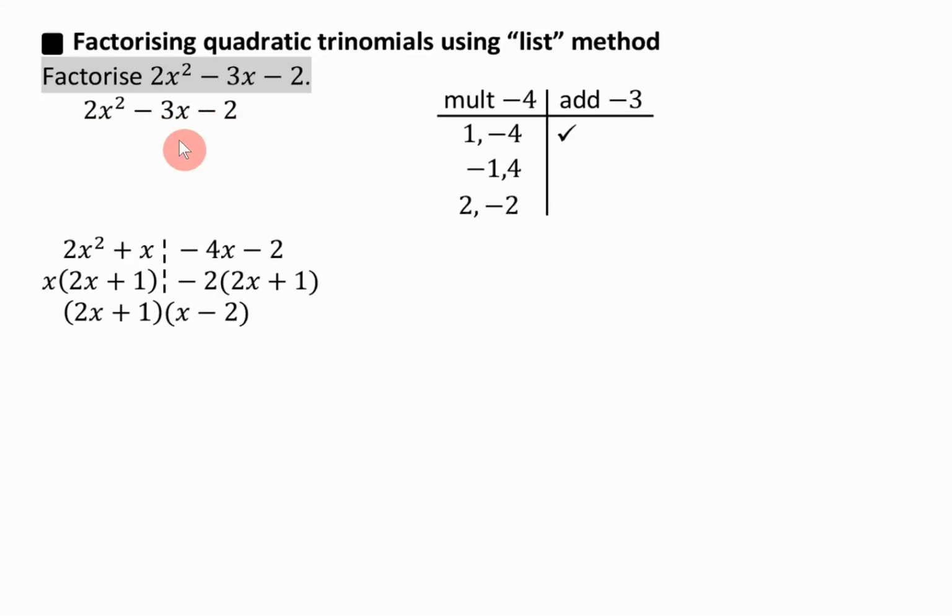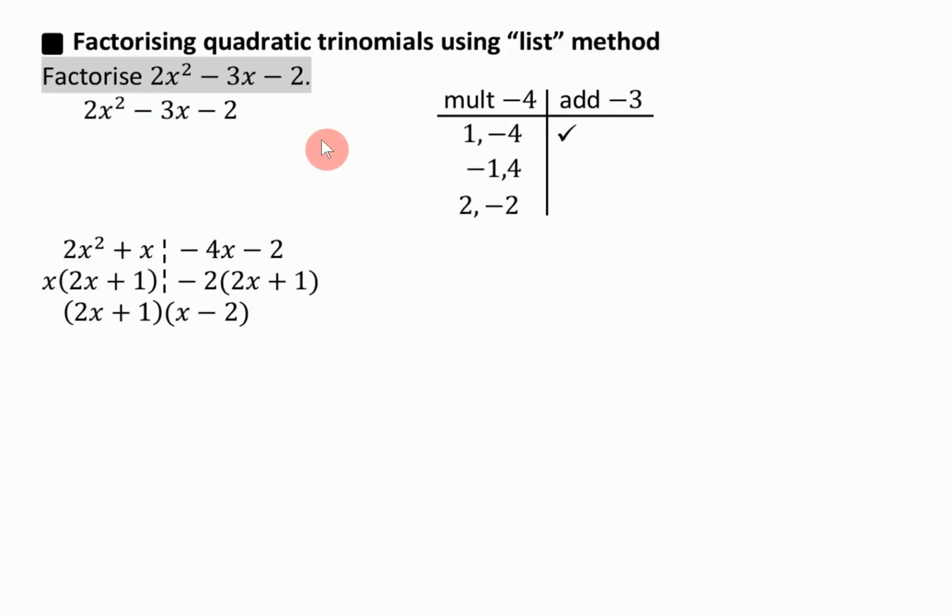The first thing you want to do is get your multiply and add target. To get the multiply target, you just multiply the first and last numbers in your expression, assuming your quadratic expression is in the usual format with x squared first, then x, and then a number at the end. So multiply the first and last numbers. In our case, you got 2 and minus 2. So 2 times minus 2 is minus 4. That's your multiply target. And your add target is pretty easy. It's just the number in the middle, minus 3.